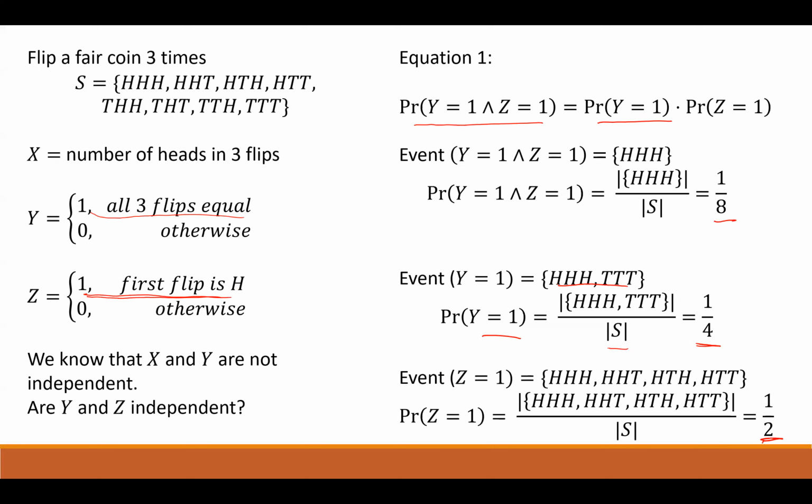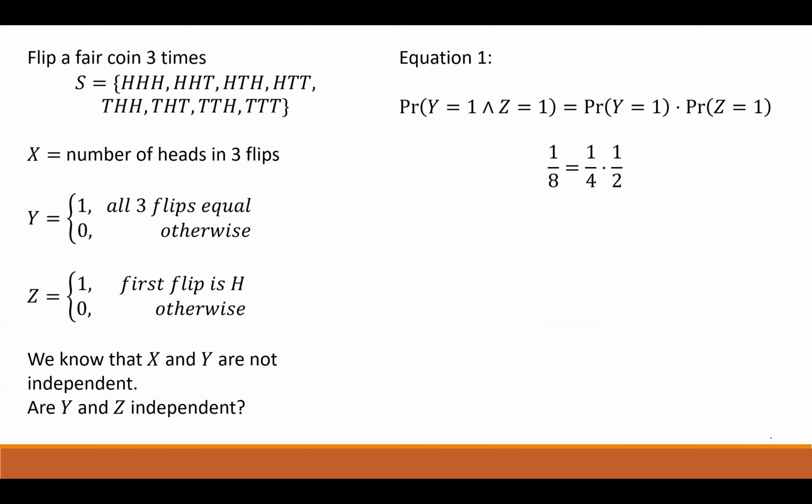Okay, so now we know all the probabilities. We plug them in. This is 1/8. This is 1/4, and this is 1/2. So 1/8 equals 1/4 times 1/2, which is true. So these 2 events, Y equal to 1 and Z equal to 1, are independent. Okay, so we have 3 more equations that we should try and verify to show that they're independent. All right, questions? Okay.